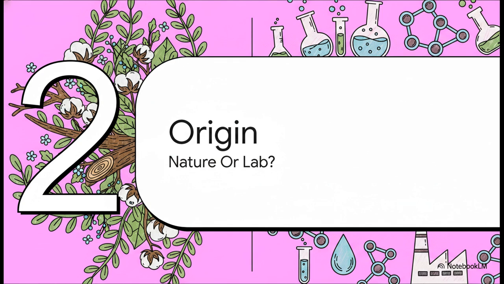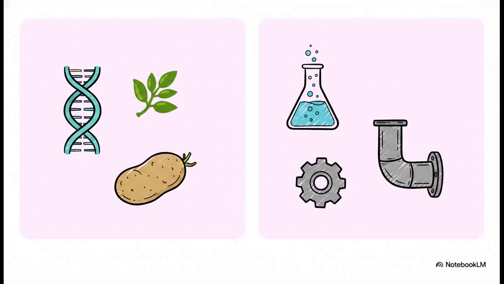Section 2. Origin, nature, or lab. So how do we actually begin to sort these things? Well, we can neatly divide them into two origins, natural and synthetic. And it's pretty fascinating to realize that nature was absolutely the original master engineer here. Long before humans ever had laboratories, nature was building natural polymers.